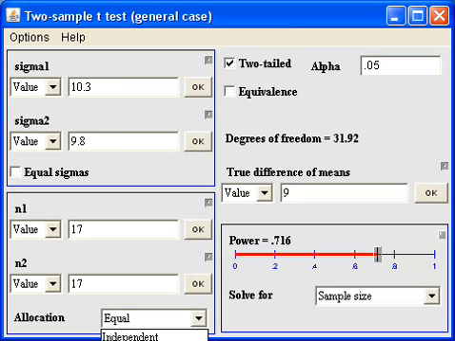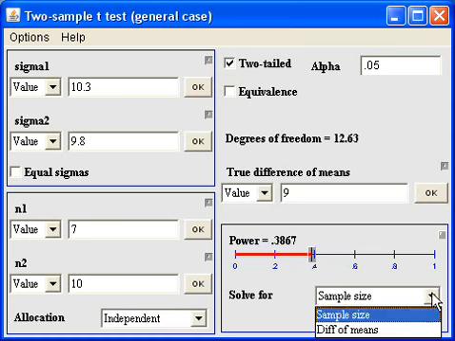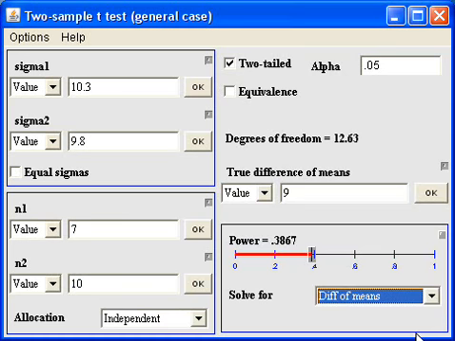The final thing that we can do, I'm going to set these back to what they were before, 7 and 10. We've been solving for sample size so far. It's also possible to solve for difference of means. And that will then change this true difference of means.